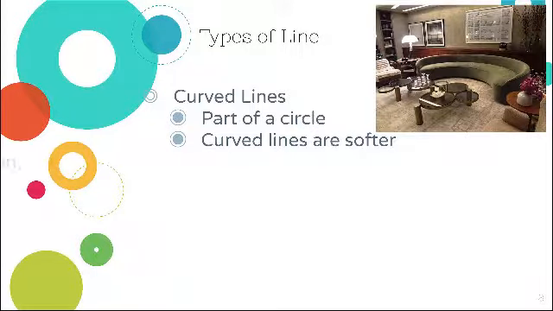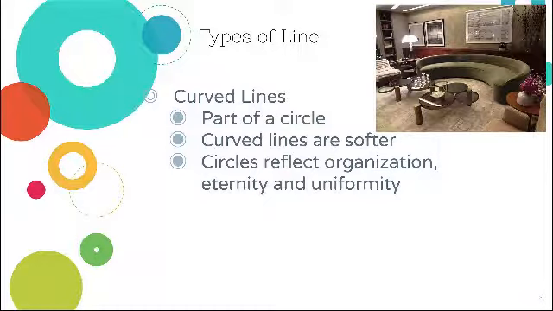They reflect organization. A full circle is going to be very organized because you have that perfect round circle. It's also associated with eternity because it doesn't have the endpoints in the circle. And it's very uniform to be able to have that perfect circle.